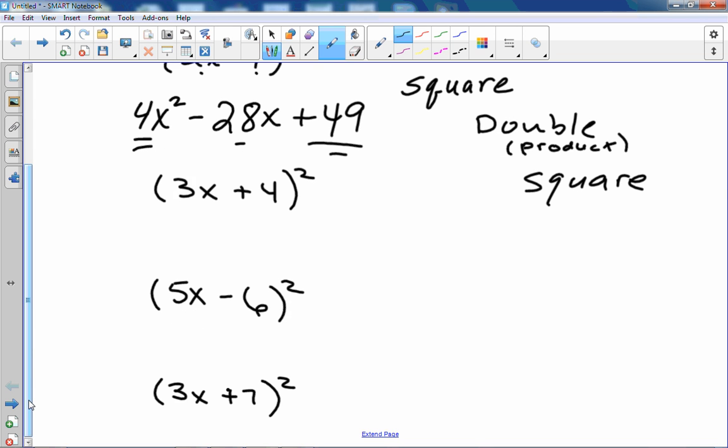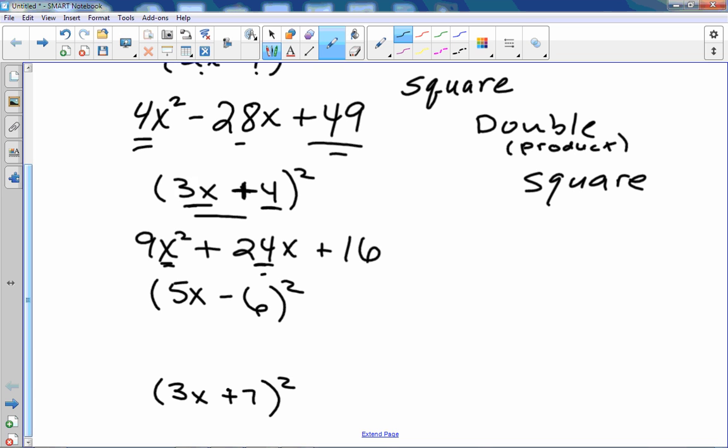Okay, so we're going to say square, double, square. So 3x squared would be 9x squared. Now, double the product. Now I'm going to go ahead and get the sign. It's a plus sign, so that's going to be plus right there. Okay, so 3x times 4 is 12x, and 12x doubled is 24x. Again, that's kind of the hard part. So square, double. So I said 3x times 4 is 12x, and 12x doubled is 24x. And so now square. Square 4, and then you would get 16 there.